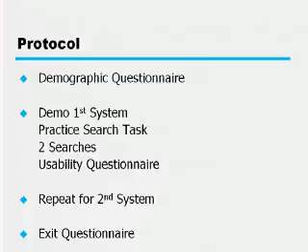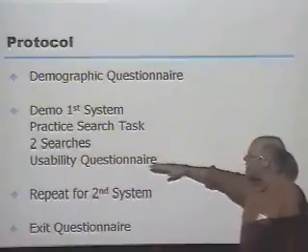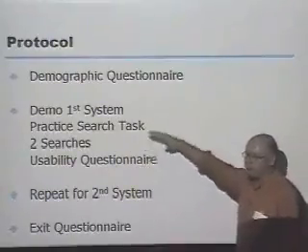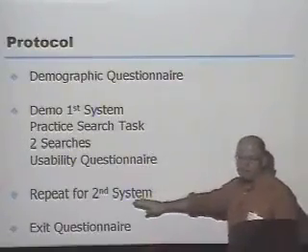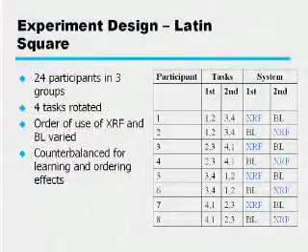The protocol for the experiment is we issued a demographic questionnaire. We then demoed the first system. They did a practice search task, 2 searches, and then answered a usability questionnaire, or really a post-system questionnaire, about their experience with that system. And then we repeated that for the second system and an exit questionnaire. So that's the general protocol.